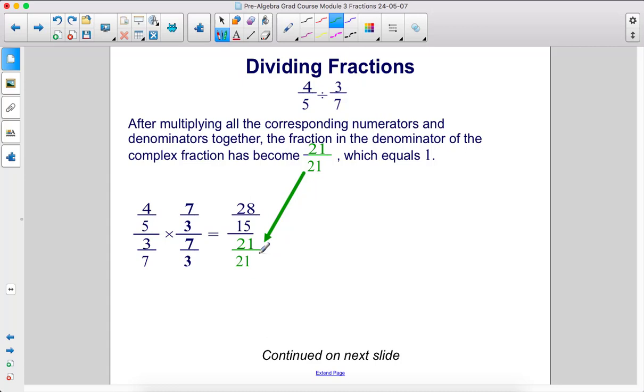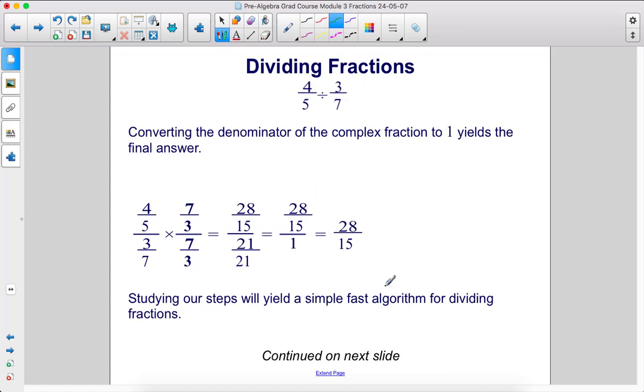which equals 1. So look, 4 times 7 is 28, 5 times 3 is 15, 3 times 7 is 21, 7 times 3 is 21. But look, this is about to become 1, which means it will go away. Converting the denominator of the complex fraction to 1 yields the final answer. So 21 over 21 is 1. And look, when you divide by 1, remember a divided by 1 equals a. So when you divide by 1, you can just get rid of it. The answer is 28 over 15.